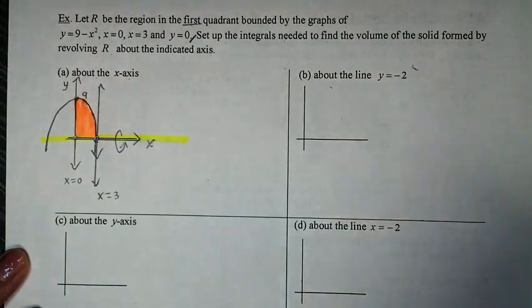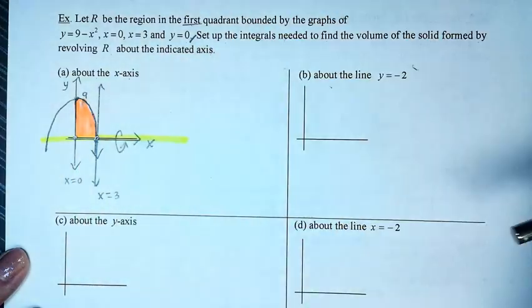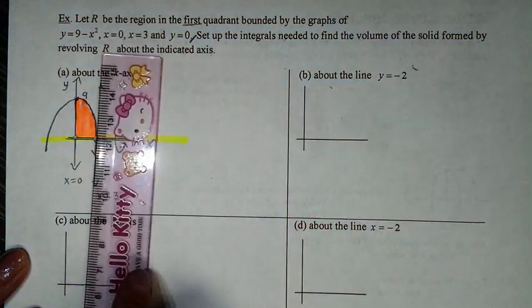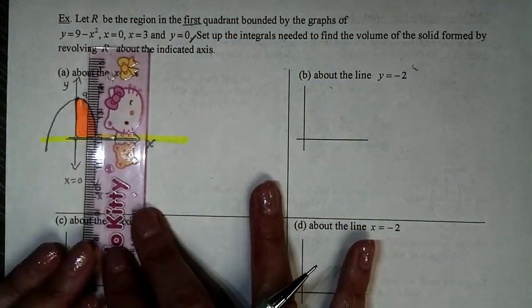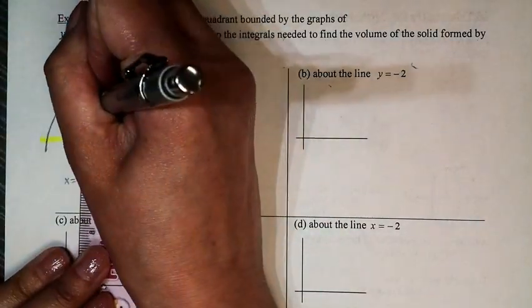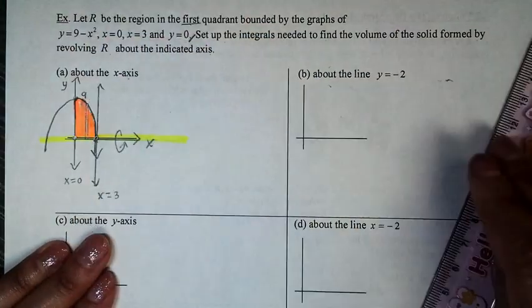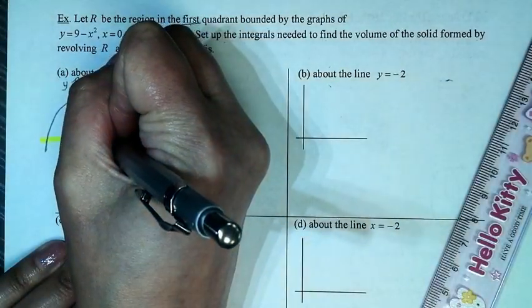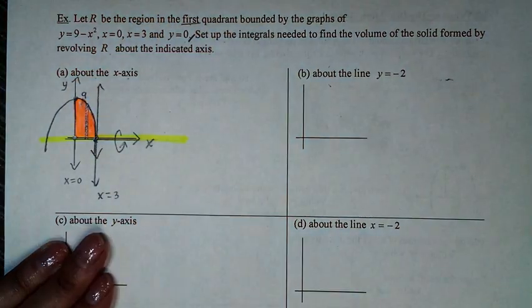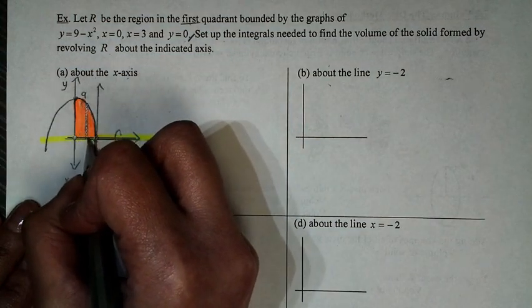About the x-axis, this is telling you that you are going to have your representative rectangle perpendicular to the x-axis, meaning you are going to have a rectangle here. This is going to be your representative rectangle. Do you see it? That's your representative rectangle. Let me draw it here. You can draw it in any part of the orange area, okay?